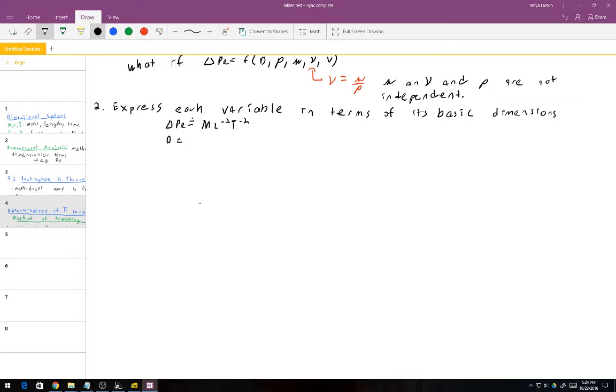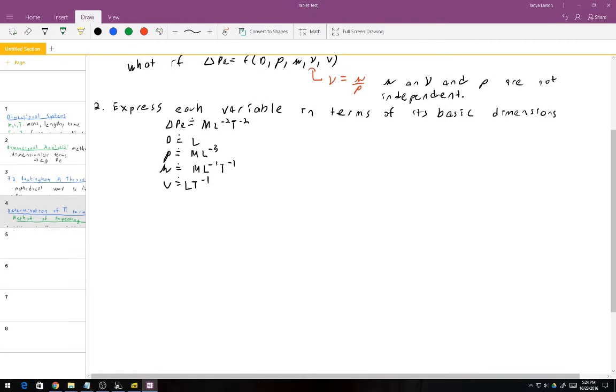D has units of L. Rho, density, will have units of M L to the negative 3. Mu will have units of M L to the negative 1 T to the negative 1. And V will have units of L T to the negative 1. So I get those. Basically we've worked up through number 3 on previous slides. I'm just presenting all of this as a unified series of steps.